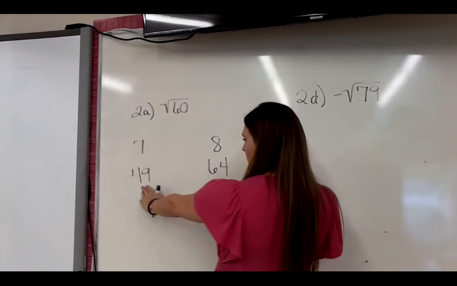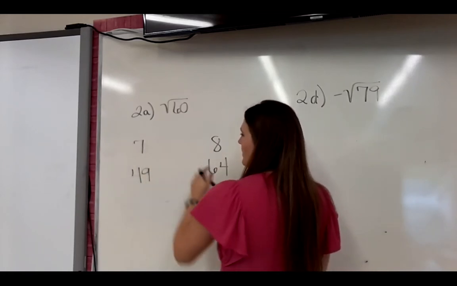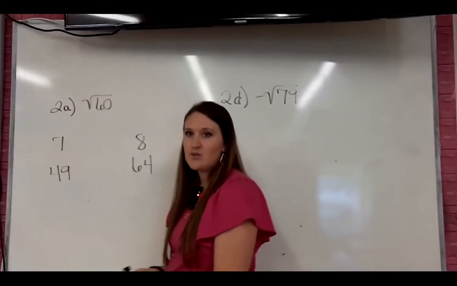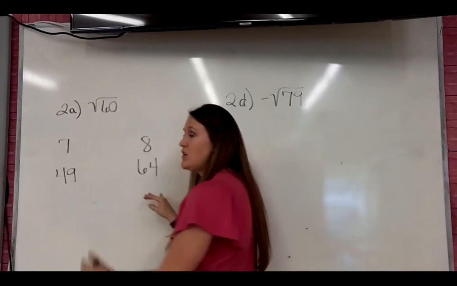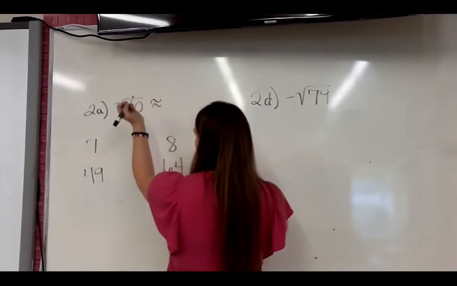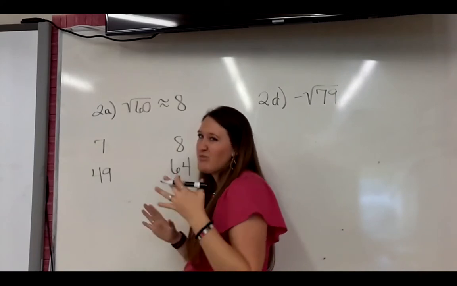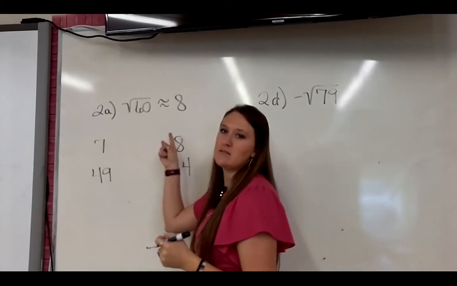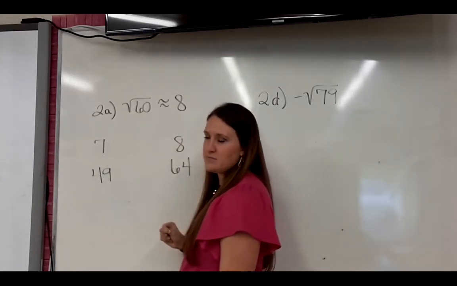So if I took the square root of these, I would get that number. So the square root of 60 is somewhere between 7 and 8. Since 60 is closer to 64 than it is to 49, you would say that it's approximately 8. That means it's not exactly equal to, but it's close to it. So approximately 8.